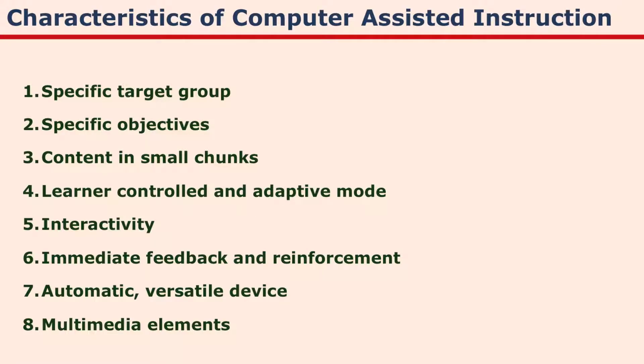Let us discuss characteristics of computer assisted instruction. There are many characteristics. We will discuss a few characteristics. Specific target group, specific objectives, content in small chunks, learner controlled and adaptive mode, interactivity, immediate feedback and reinforcement, automatic and versatile device, and multimedia elements are characteristics of CAI. Let us now discuss all characteristics one by one.